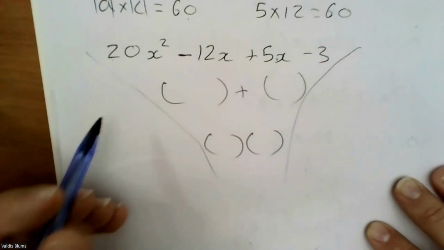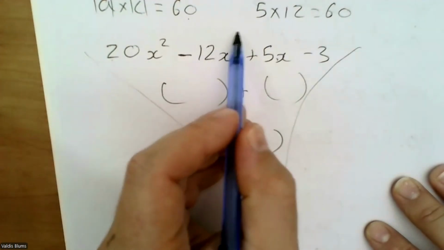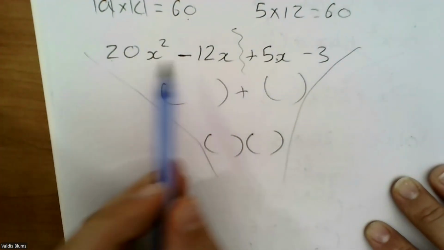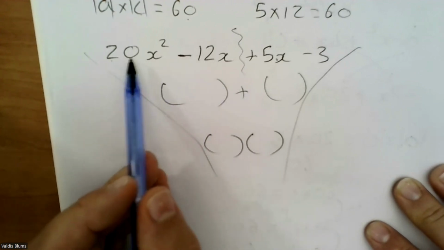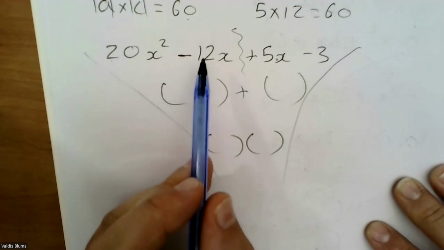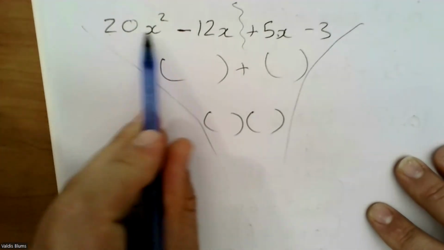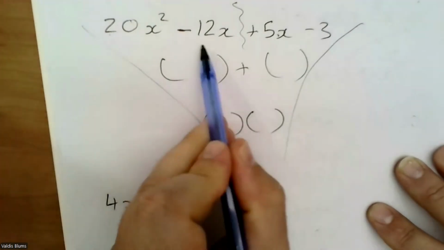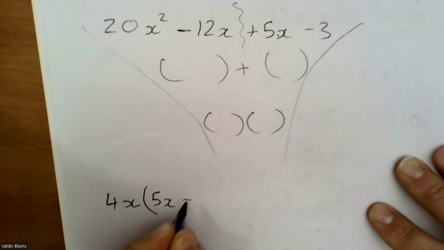Now, if we continue this, what are the common factors in the first two terms? You can draw an imaginary line if you needed to. Now they're both even, so we could pull out 2 of each one, but we could probably go a bit higher. We could probably pull out 4 of each one. And x is also common. So pulling 4x out of this first term, we're left with 5x. Pulling 4x out of the second term, we're left with -3.